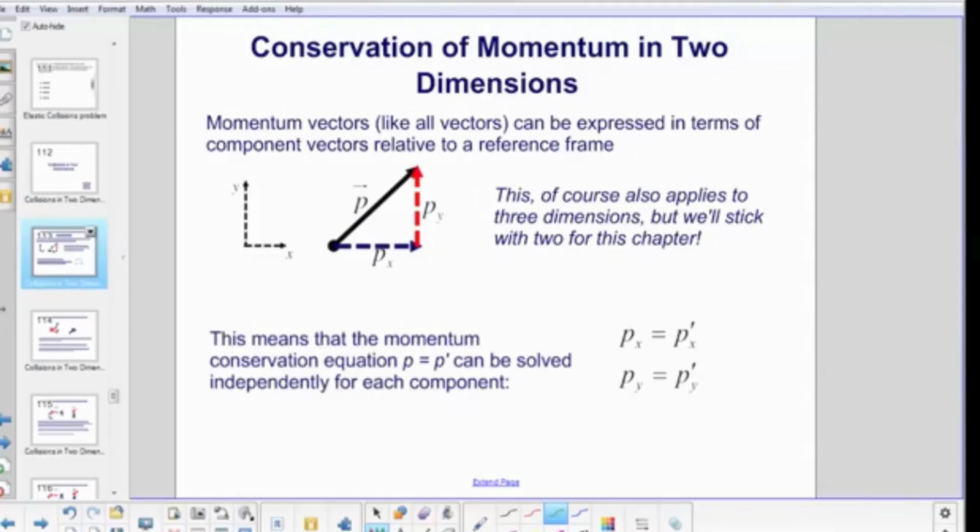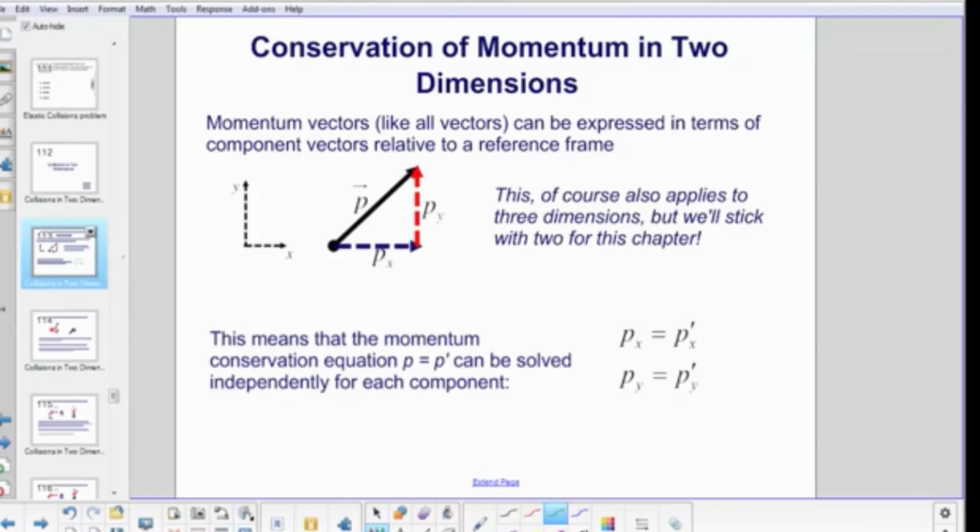Momentum vectors, like all vectors, can be expressed in terms of component vectors relative to a reference frame. So for example, if we have a reference frame here, x and y, we can take a momentum vector that is at this angle here and express it in terms of px and py. And here we're just showing the magnitudes of these components. This will also, of course, apply to 3 dimensions, but we'll just do 2 for this chapter.